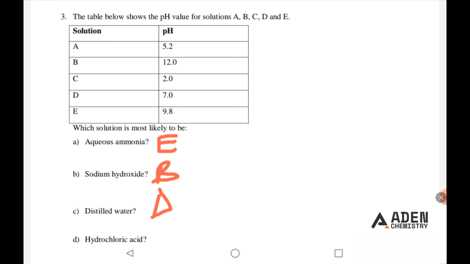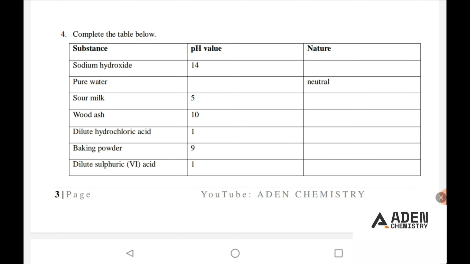Next, we're having hydrochloric acid. Hydrochloric acid is a strong acid. So strong acids are having a pH value of 1, 2, 3 there up to 4 there. So we're having here C, because A is 5.2. So that's a weak acid. So we're going to say C here. So next, let's proceed to example number 4.